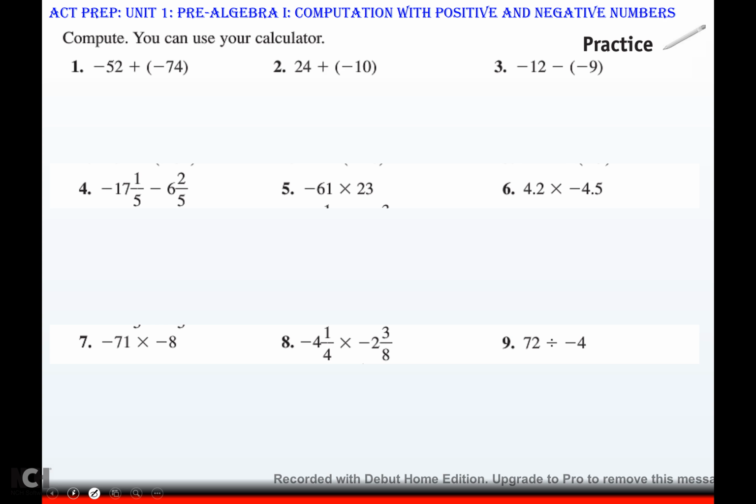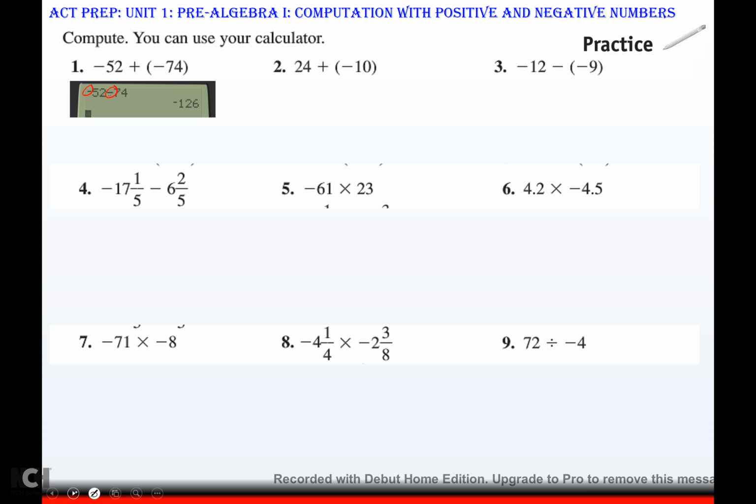Okay. It says compute. You can use your calculator. I would even if it said you can't, because you're allowed to use it on the whole test. So negative 52. Again, you could actually type plus a negative 74, but when you plus a negative, it's just like minus. So negative 52 minus 74. Notice that this one is that little gray negative key, and this one is the little white negative key, and that's the gray big minus sign.